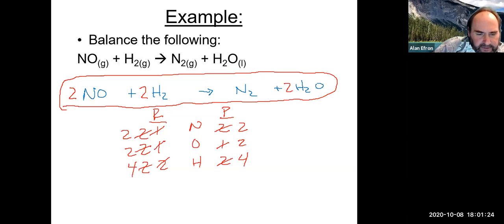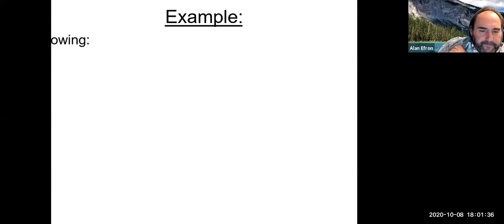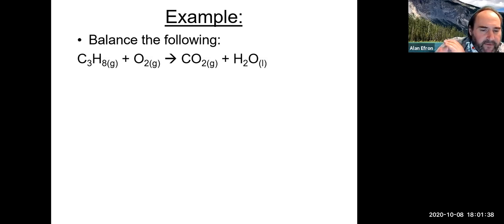So again, at no time do we want to put anything in between formulas or change any of the subscripts, because obviously that does change what it is. All right, give that one a go, see what you come up with.